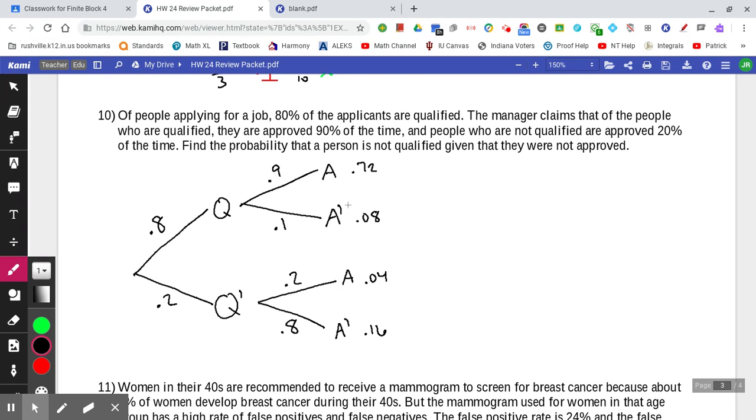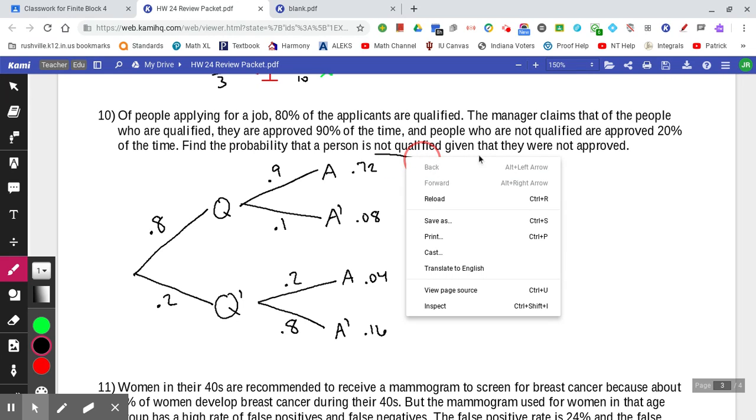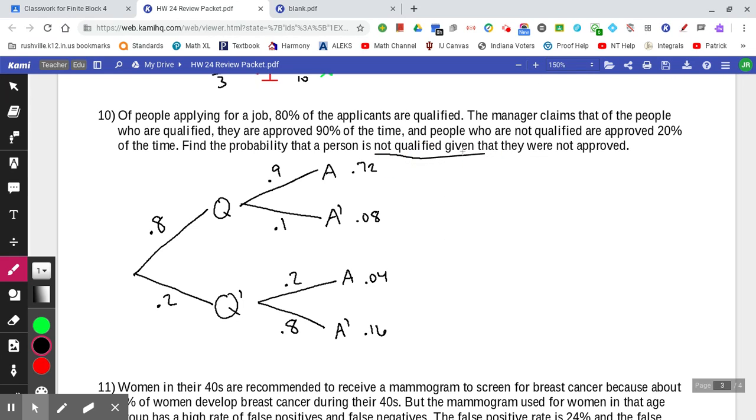Remember that all of these have to add up to be 1, which they do. Now it says find the probability that a person is not qualified. So not qualified is what we're trying to find, given that they were not approved. So first thing we're going to do is that given, restrict our denominators. They were not approved. So here's a case where they are not approved.